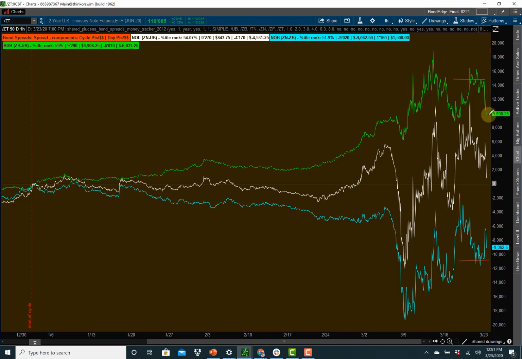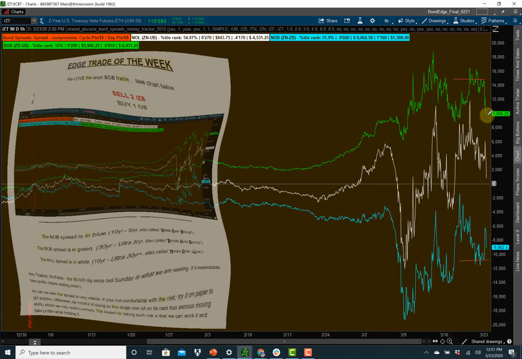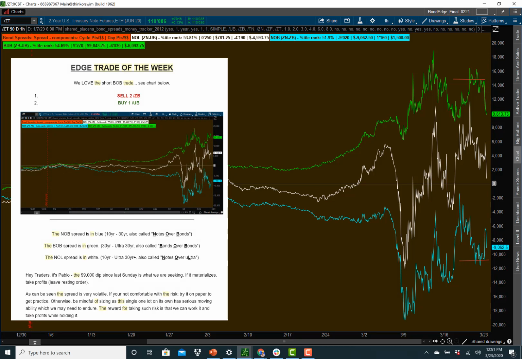On Friday, we shared Edge Trade of the Week. Again, we love the short bob trade. See chart below. The chart below is using a proprietary tool that one of my students built, Pablo Lucina. Pablo now runs our futures area. Pablo used to be an employee at Facebook, started working with me at the end of 2017, and is now a full-time trader. He's taken our bond approach and built a tool. It's a plugin that goes over Thinkorswim that allows you to follow the trade in a really simplistic way.